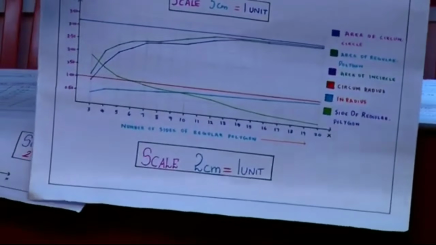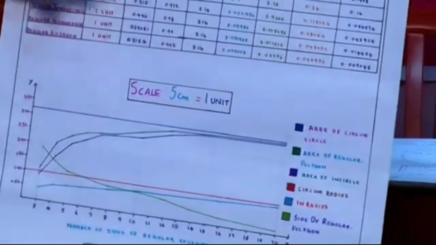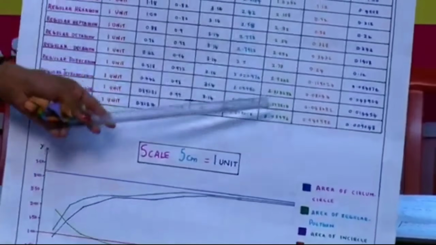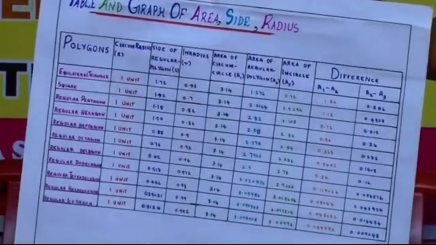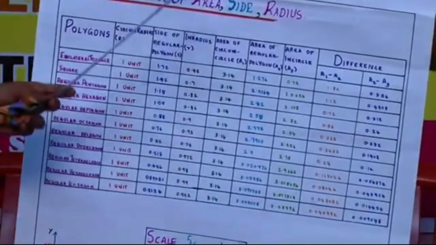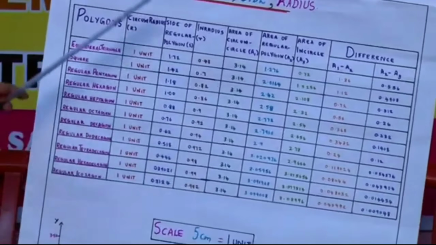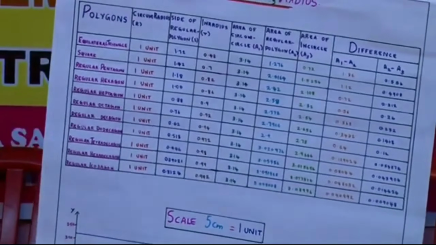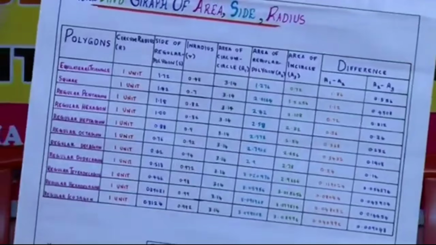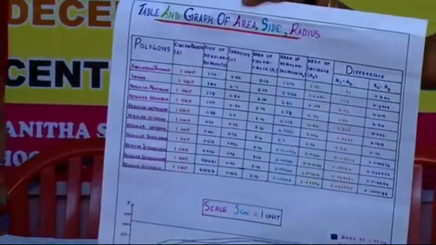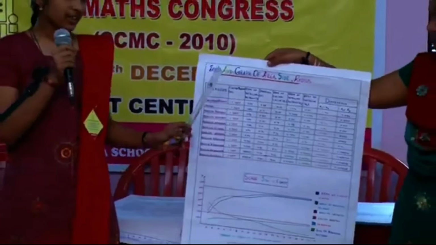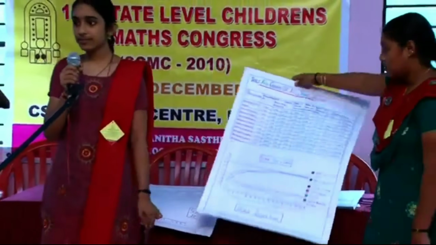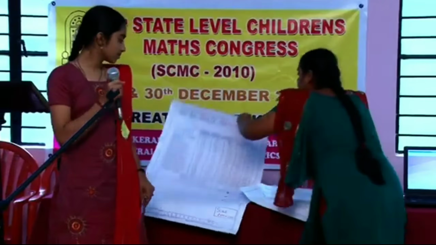In this table, we can see that the area of the regular polygon and the area of the incircle approach the area of the circumcircle, but it does not become the area of the circumcircle. The inradius approaches the circumradius. The length of the side of the regular polygon decreases as the number of sides of the regular polygon increases. Using this table, we made a graph. We can see all these facts in this graph.